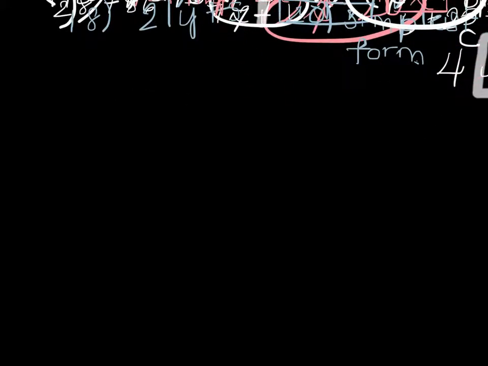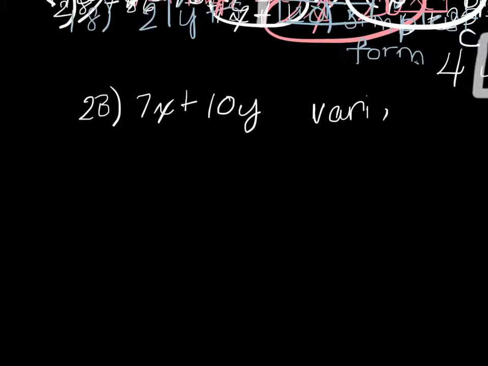Now, let's continue. Looking at 23 through 26, simplify each algebraic expression using the distributive properties first. Okay, it's getting a little more complicated. So here's 23. I will just give you the answer if you would like. On Monday, we will go over it in class. 7x plus 10y. Remember, when you have a variable inside the parentheses, you are going to have to use distributive property.